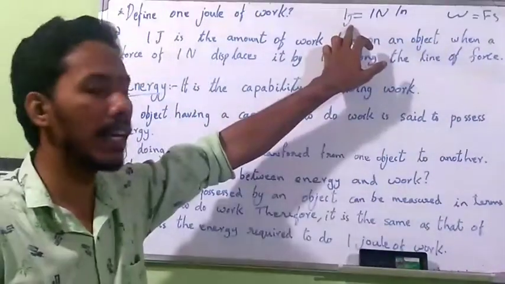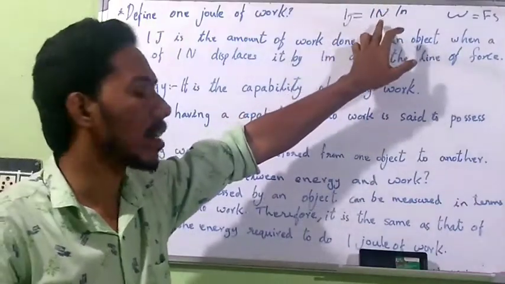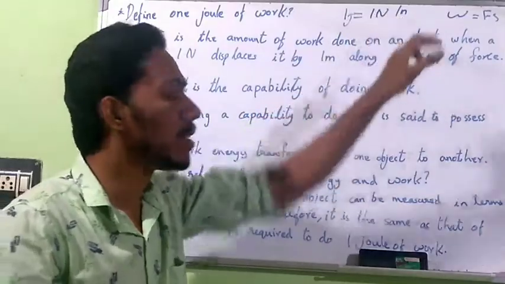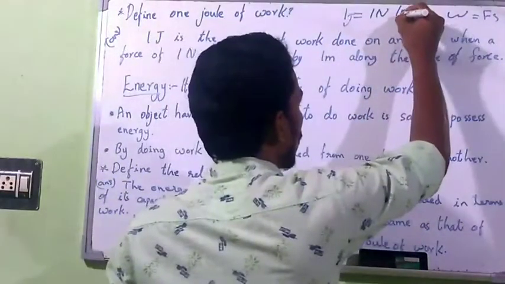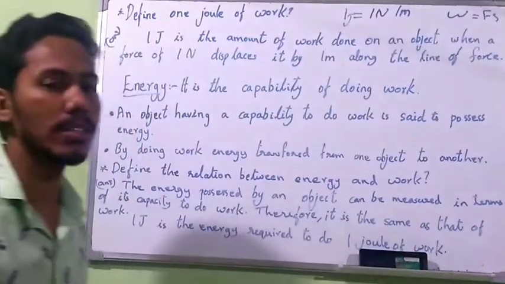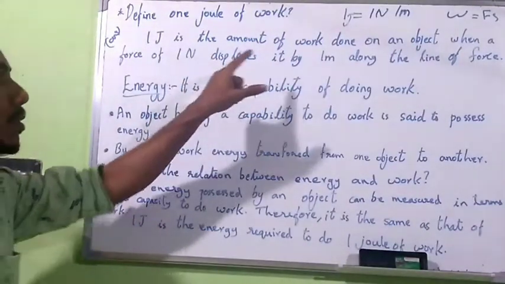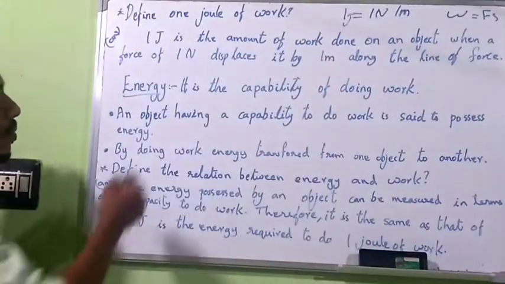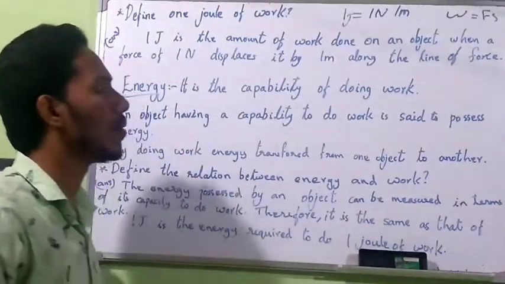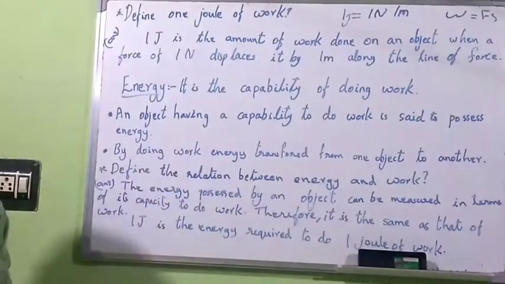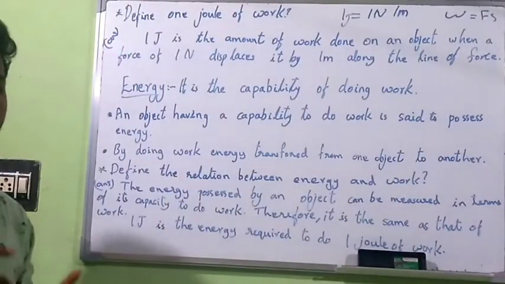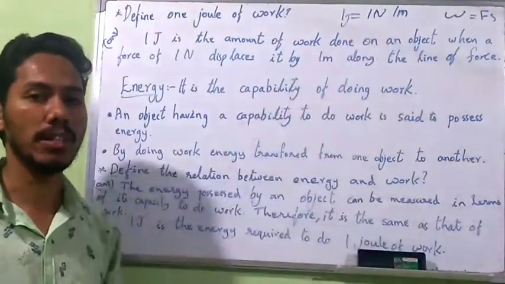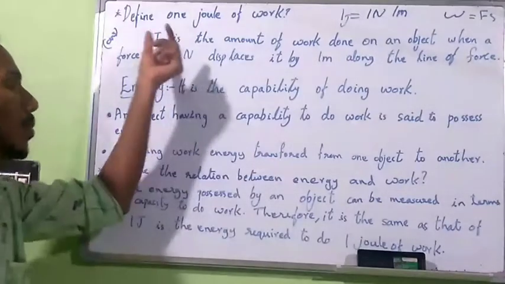So 1 joule is defined as the amount of work done to move an object by 1 meter by applying a force of 1 Newton. 1 joule is the amount of work done on an object when a force of 1 Newton displaces it by 1 meter along the direction of force. Put all these things as 1 in the equation of work done, then we will get 1 joule.